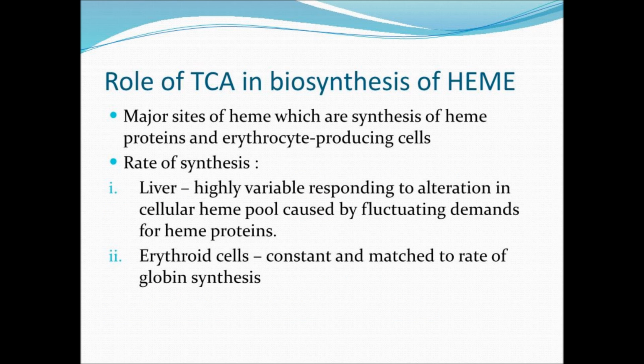Biosynthesis of heme. There are two major sites of heme biosynthesis. The first one is the liver, which synthesizes heme proteins, and the second is the erythrocyte-producing cells. In liver, the rate of heme synthesis is high, which responds to alterations in the cellular heme pool caused by fluctuating demands for heme proteins. In contrast, in erythroid cells, the rate is constant and matched to the rate of globin synthesis.